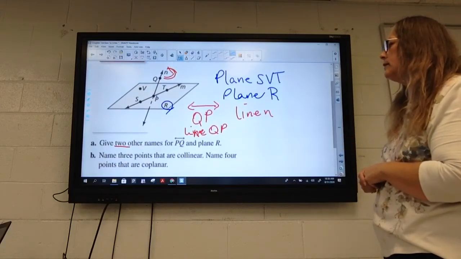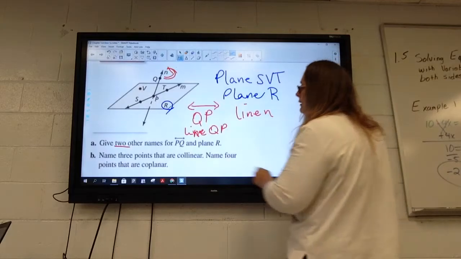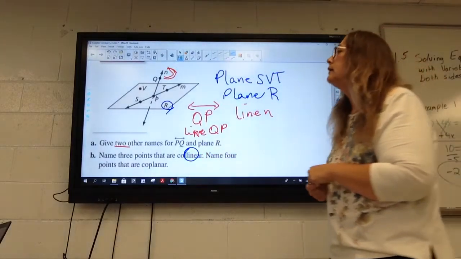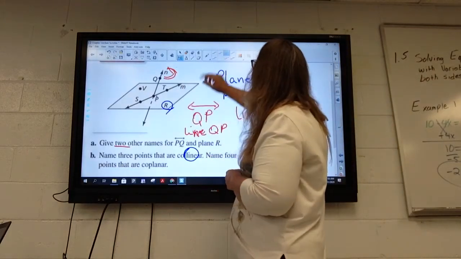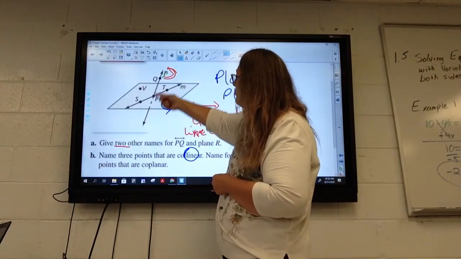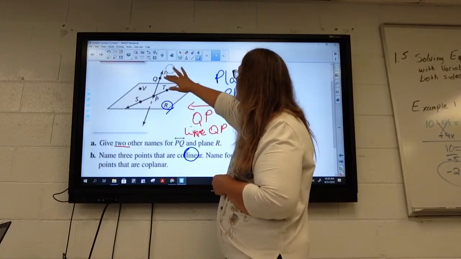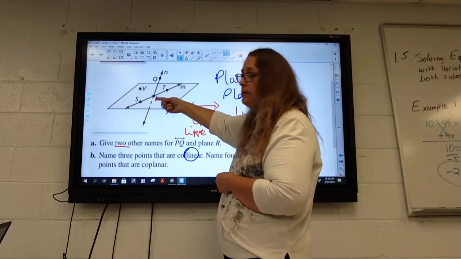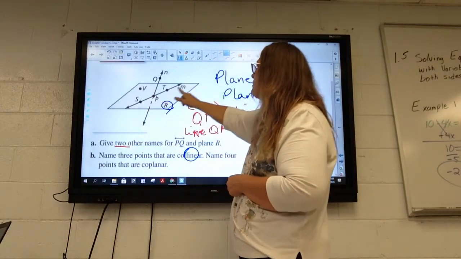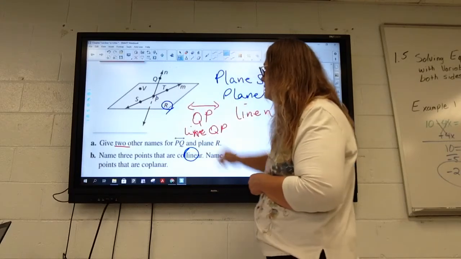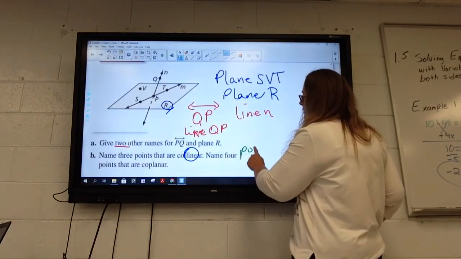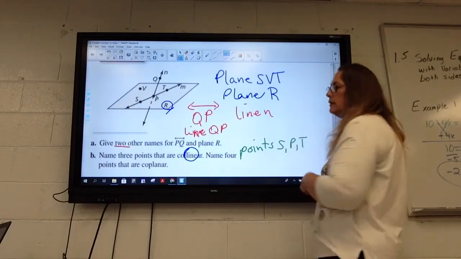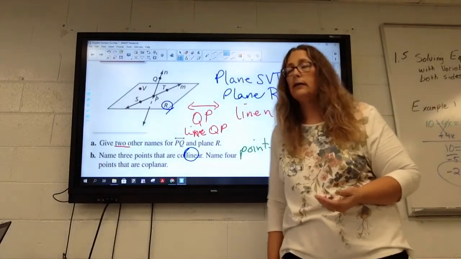So, name 3 points that are collinear. Remember the word collinear. It has that word line in it, collinear. So we want them on the same line. Again, let's look. Does this line have 3 points on it? I only see 2, Q and P, so I cannot use that. The only line that has 3 points on it right here is SPT. So points S, P, and T are collinear. They are on the same line.